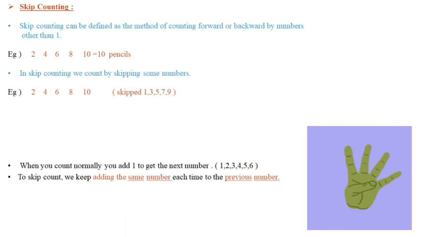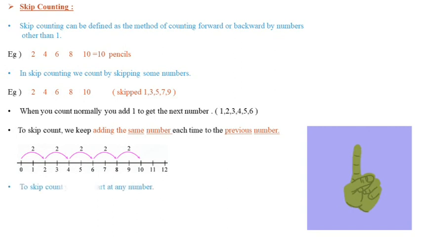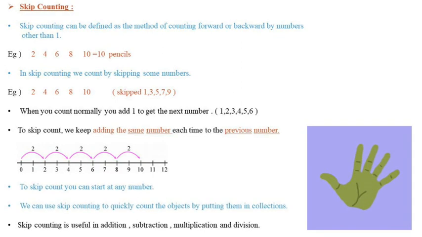First, I am going to explain skip counting. Skip counting can be defined as the method of counting forward or backward by numbers other than 1. So here is an example of counting forward by 2. In skip counting, we count by skipping some numbers, like 1, 3, 5, 7, 9.